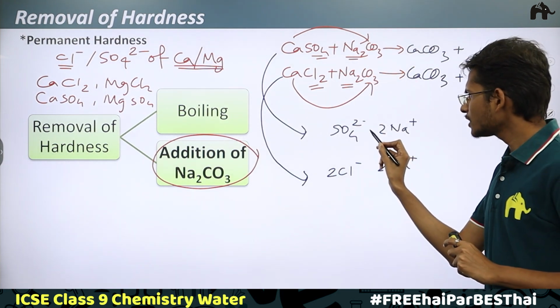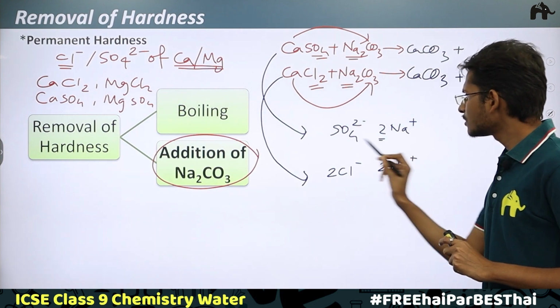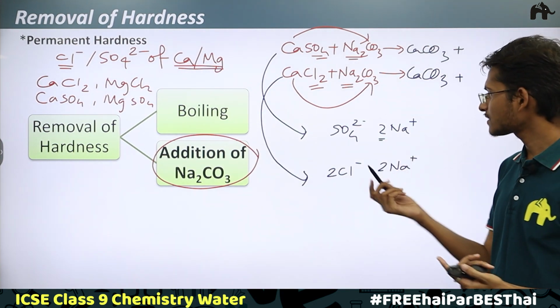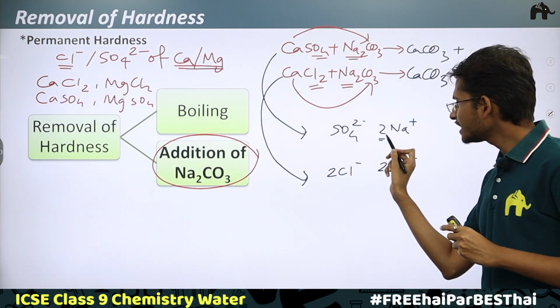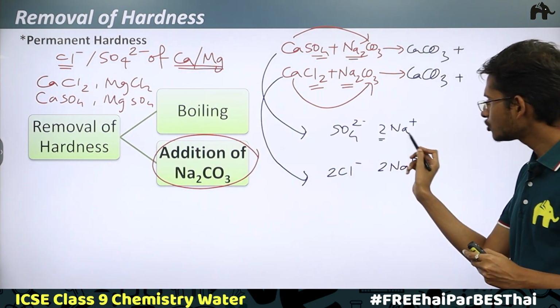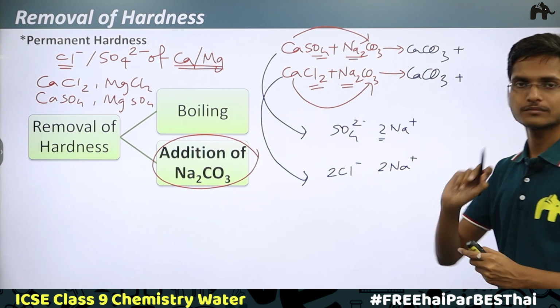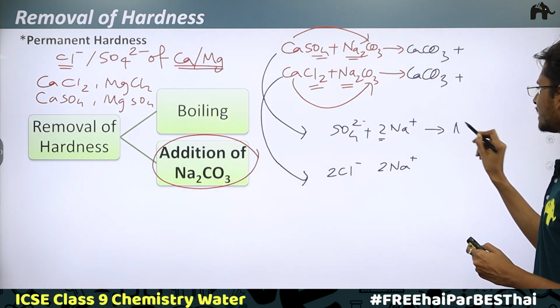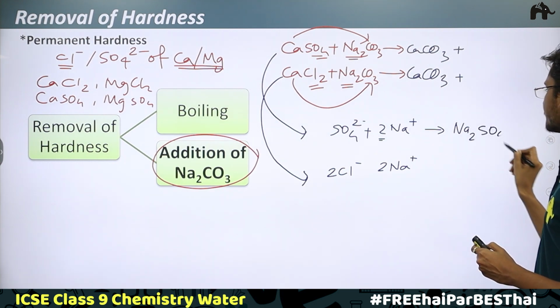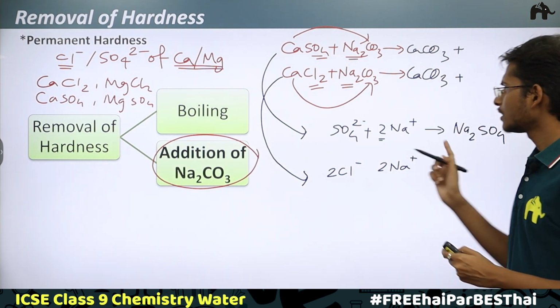Clear with this point? So now see, 2 plus 2 minus, the charges are balanced, so now the radicals would combine. See, they would form Na2SO4, since there are 2 sodium, so Na2SO4, correct? So now we know how to make the formula, Na2SO4. We have studied this in the first chapter itself.